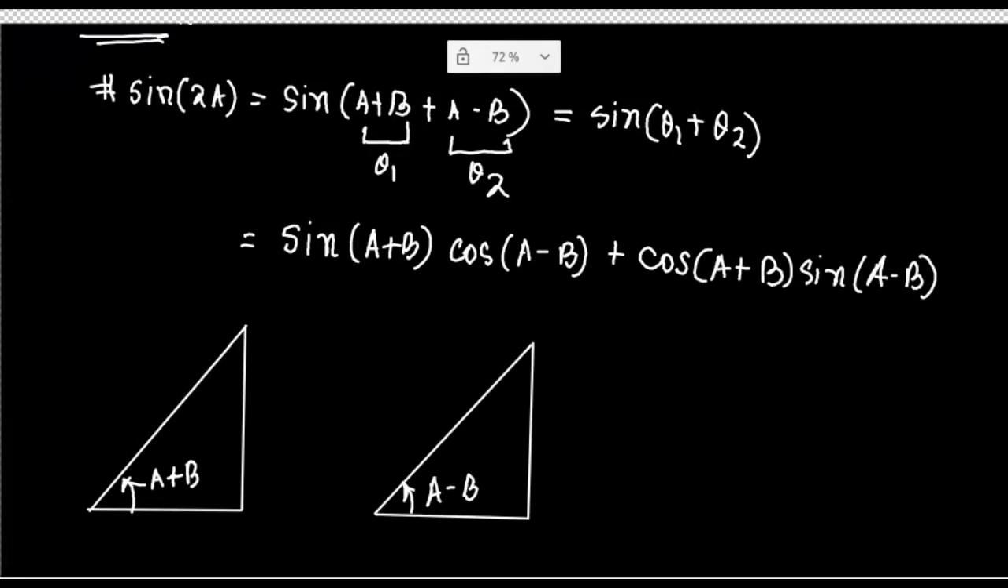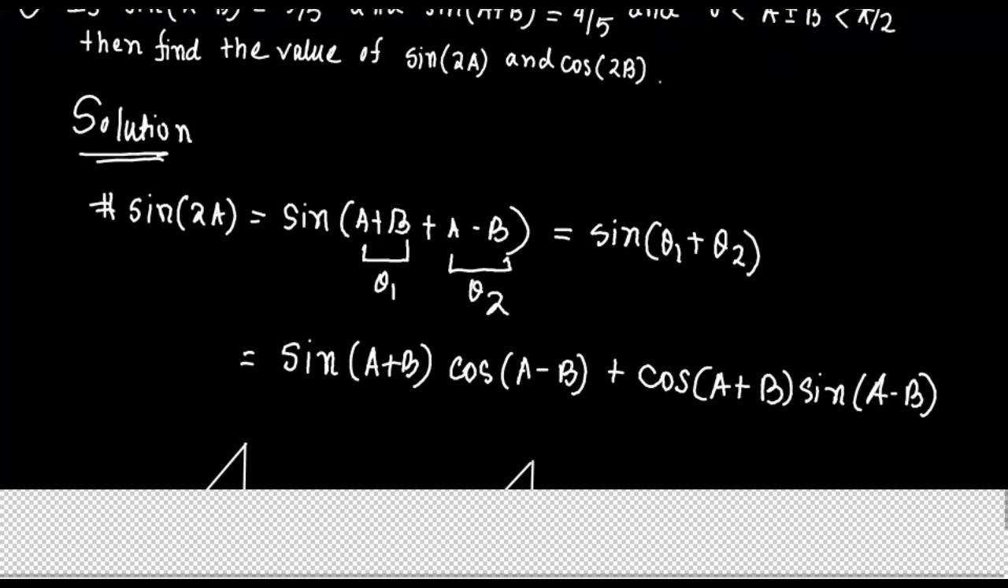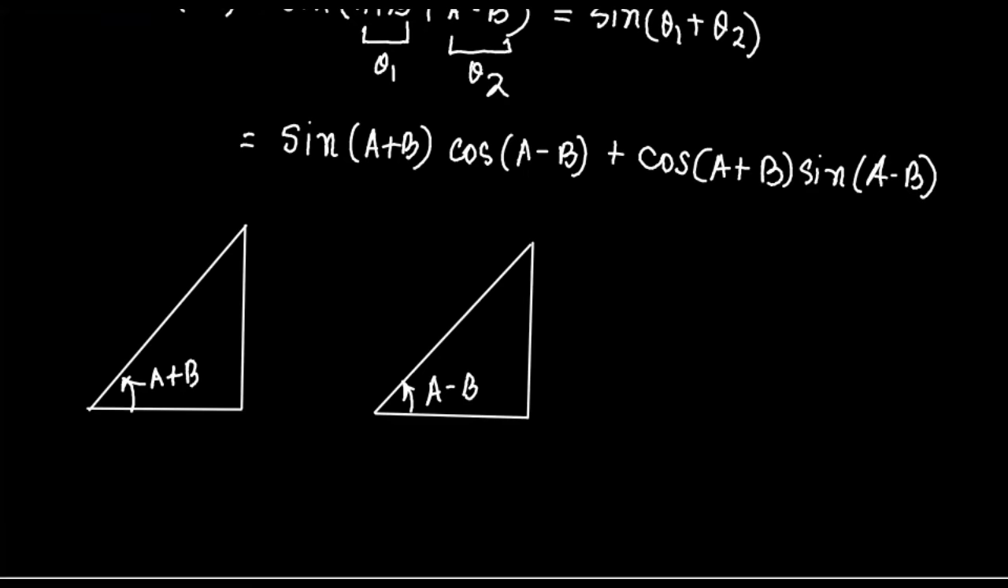According to the given question, sine of a minus b is equal to 3 by 5. We know that sine theta is perpendicular by hypotenuse. In the case of sine of a minus b, it is given 3 by 5, so perpendicular is 3 and hypotenuse is 5. If hypotenuse is 5 and perpendicular is 3, obviously the base will be 4. So from this, cos of a minus b is base by hypotenuse. So cos of a minus b we can write as 4 by 5.